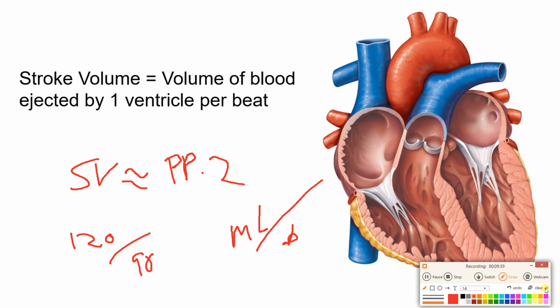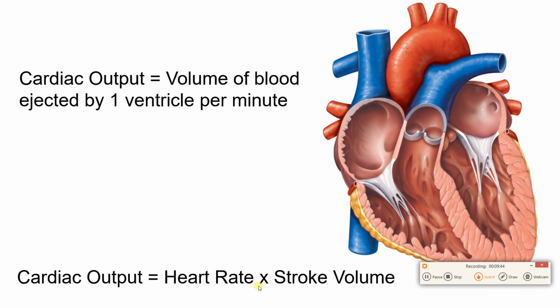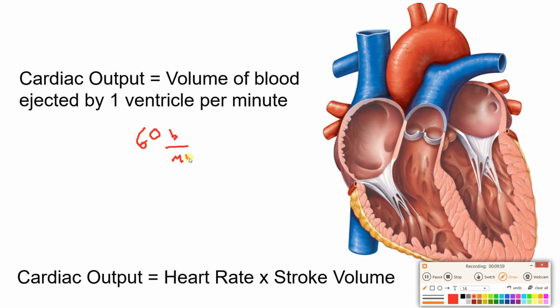And then what we could do is take that approximate stroke volume, multiply it by our heart rate, and get cardiac output. So let's say our heart rate was 60 beats per minute. And let's say our stroke volume as calculated was 60 milliliters per beat. Beats is going to cancel out. 60 times 60 gives me 3,600 milliliters per minute.